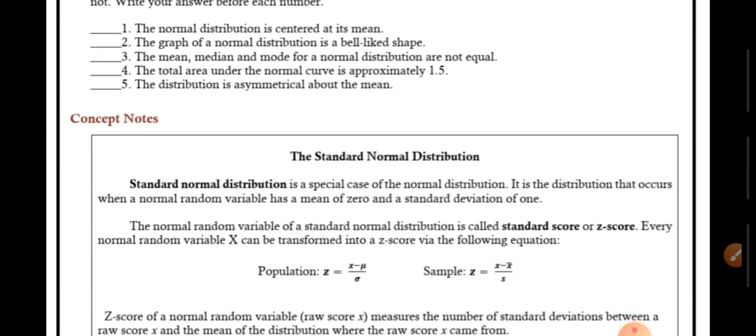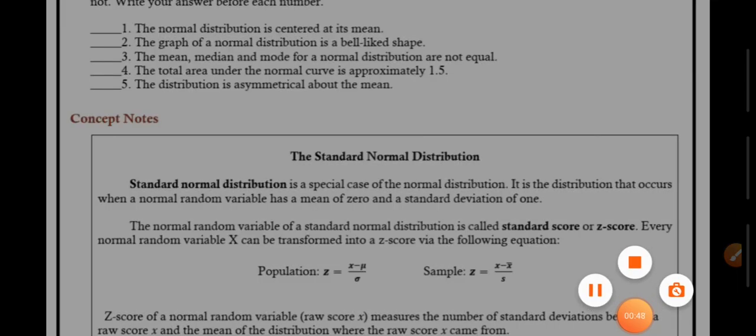Standard normal distribution is a special case of the normal distribution. It is a distribution that occurs when a normal random variable has a mean of 0 and a standard deviation of 1. The normal random variable of a standard normal distribution is called standard score or z-score. Every normal random variable x can be transformed into a z-score via the following equation.